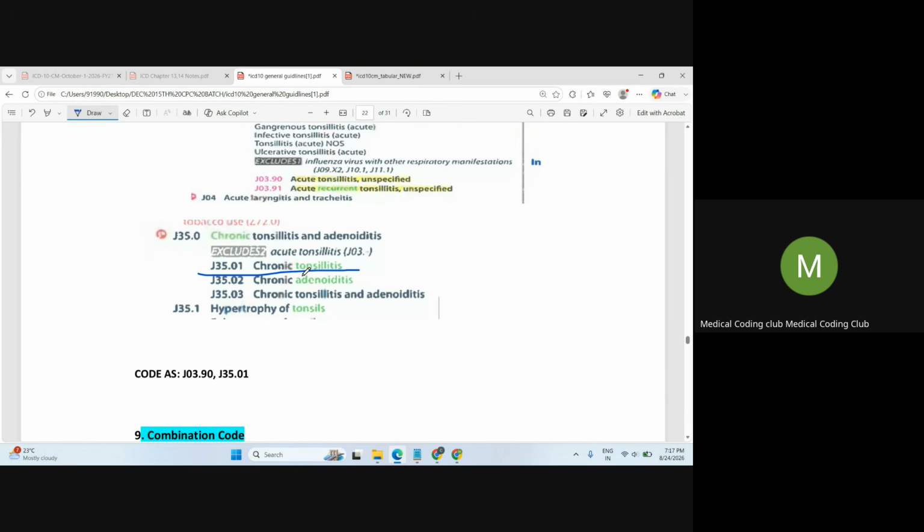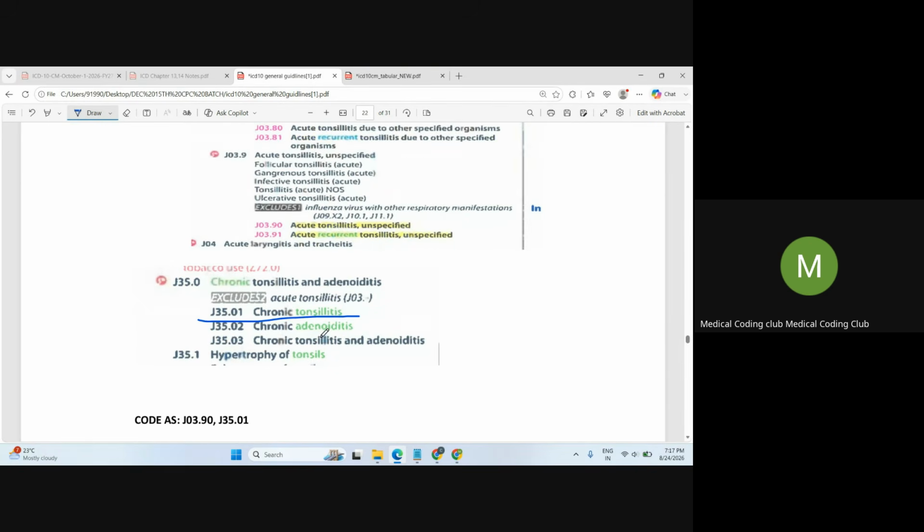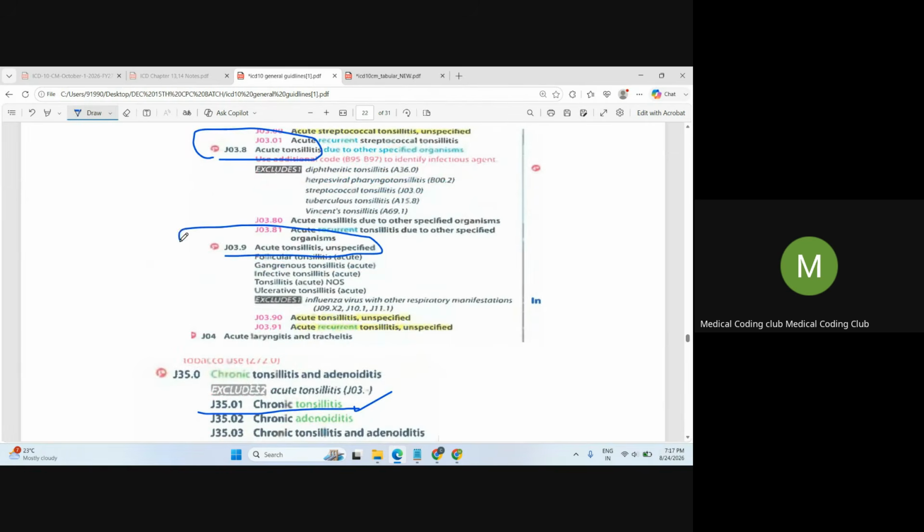So in this case, as you can clearly see, there is one ICD code for chronic tonsillitis and one code for acute tonsillitis also. Since we have the codes for both the acute version and the chronic condition of the same medical condition, tonsillitis, and the doctor has said acute and chronic, both pieces of information are available in your medical record. As you can see, there are codes for both variants. You can go ahead and assign both of them.